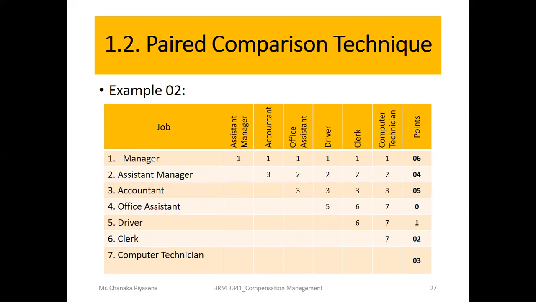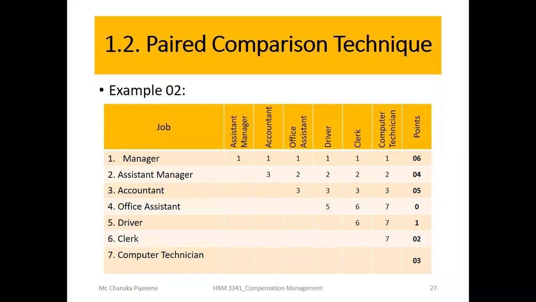The job of manager is represented by number 1. When we compare the job of manager with all other 6 jobs, it is 6 times more important than the other jobs. That's why we put 0.6.